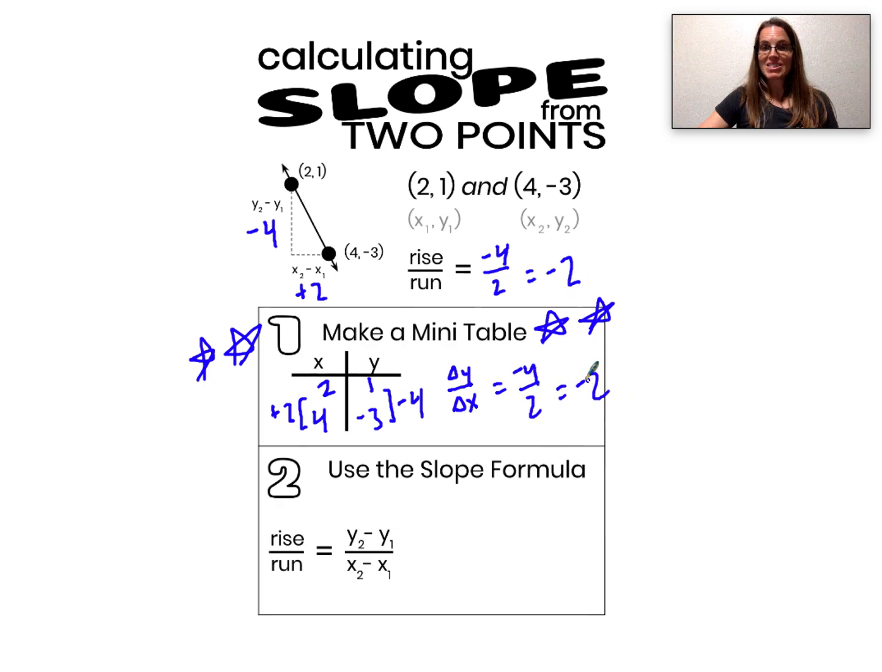I got the same answer, the slope is -2, but this is a really convenient strategy. And it's one that works really well for students. There are not a lot of computational mistakes that happen here.